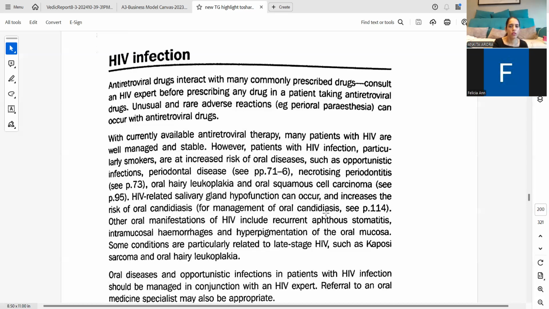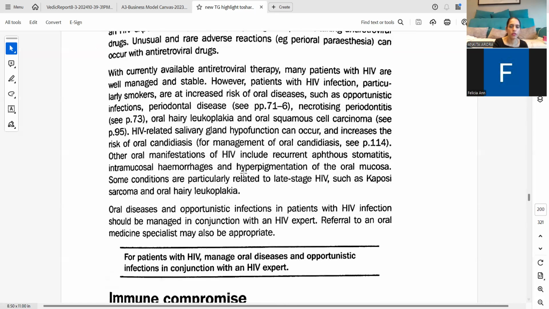One of the management steps for oral candidiasis is correcting the underlying situation or disease. Other oral manifestations of HIV include recurrent aphthous stomatitis, intramucosal hemorrhages, and hyperpigmentation of the oral mucosa. Some conditions are particularly related to late-stage HIV, such as Kaposi sarcoma and oral hairy leukoplakia. Oral diseases and opportunistic infections in patients with HIV infection should be managed in conjunction with an HIV expert.